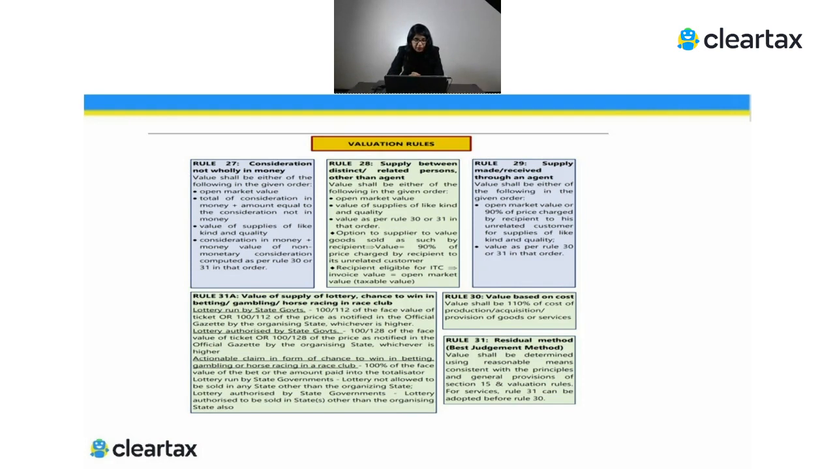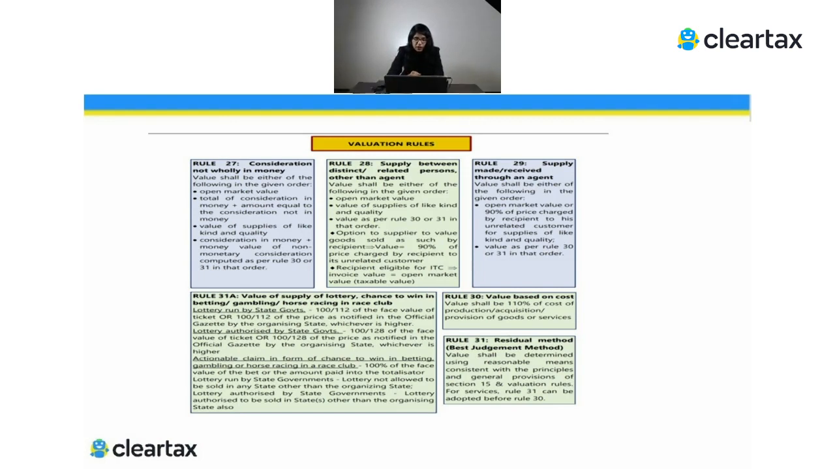Then, in case we are not able to do that either, there is an option for the supplier to value the goods as sold by the recipient. So it can charge 90% of the price charged by the recipient to its unrelated customer. So if I am supplying the same thing to an unrelated person, I will just charge 90% of whatever I'm selling to that particular person.